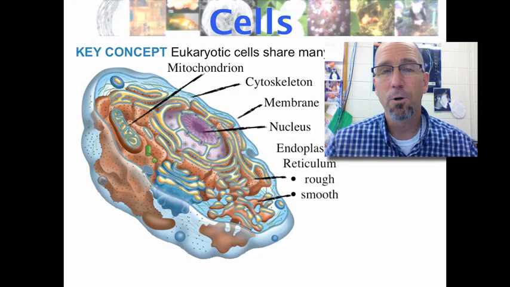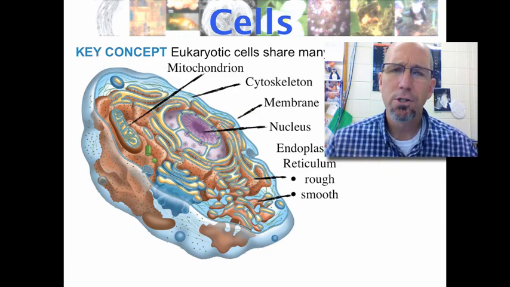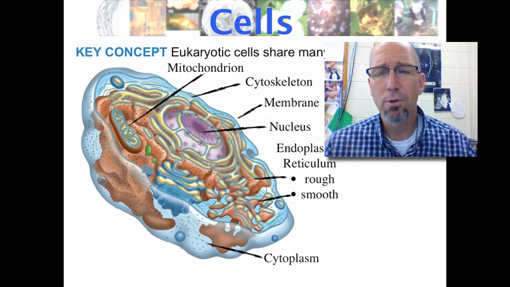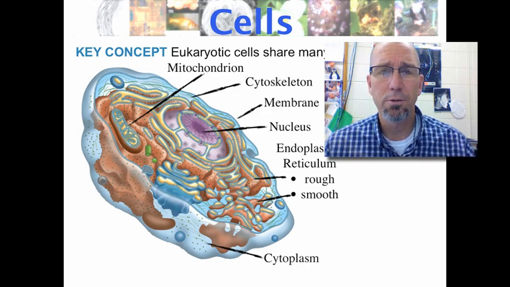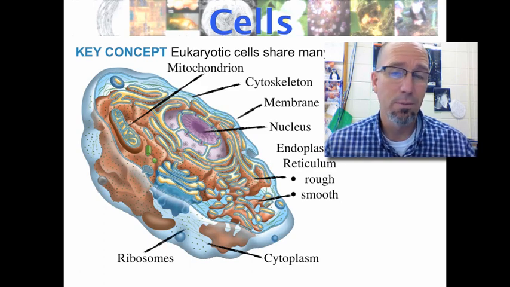Then we have this stuff called endoplasmic reticulum. That's a mouthful of stuff. And different kinds, rough and smooth. Just look quickly at the illustration there. You can see that the rough has little dots on it, and those are structures called ribosomes. And ribosomes can be attached to the endoplasmic reticulum, or they can be floating around inside the cytoplasm. So we have attached and free ribosomes.